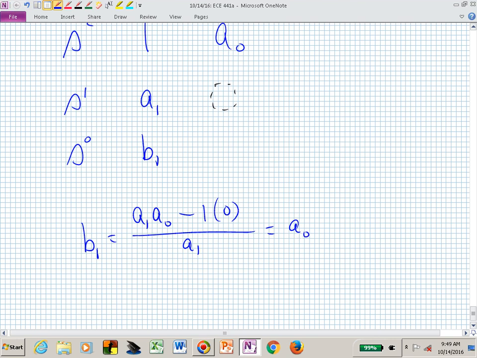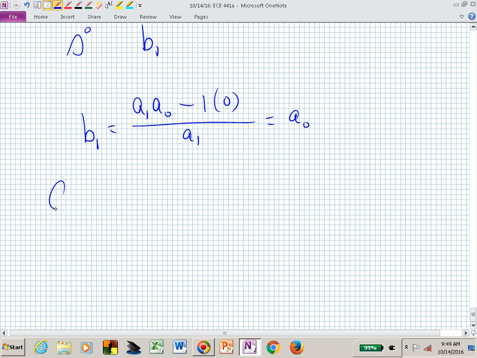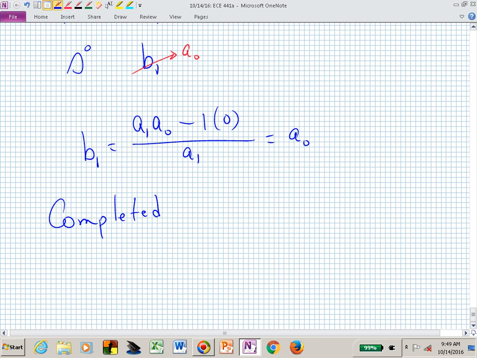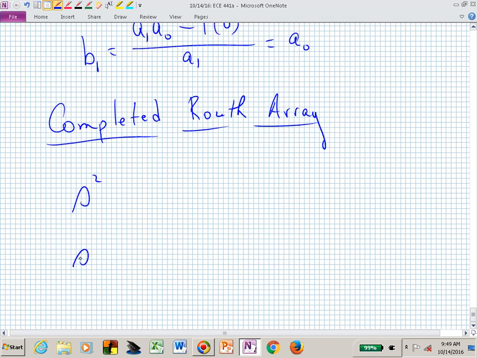And let's just say that I now have a completed Routh array. You wouldn't have to do this really; you would just say, oh, I can replace this with A0. But let me say that I now have a completed Routh array that looks as follows: S squared, S1, S0. In this case, it was 1, A0, A1, A0.